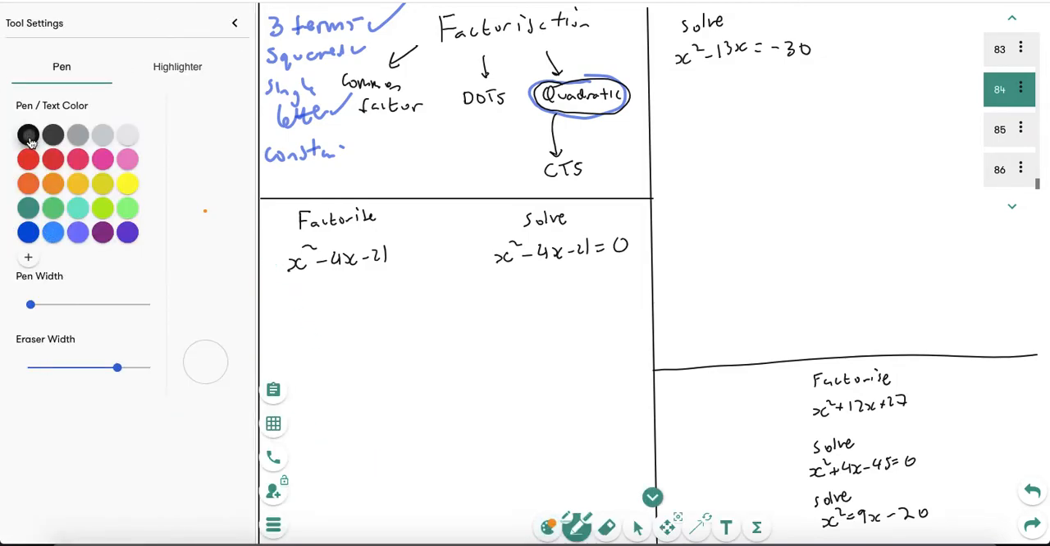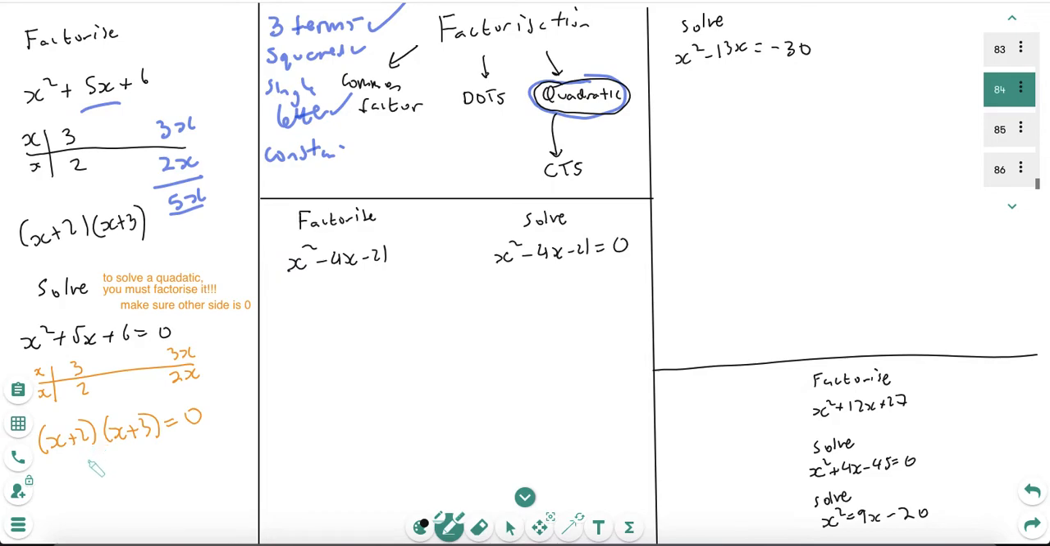All right, and what we do is we get the first bracket, x plus 2, set equal to 0. So something plus 2 is 0. Well, negative 2 plus 2 is 0, so x is negative 2, and that's our first answer. And then we get the second bracket, x plus 3 equals 0. Something plus 3 is 0, well, x must be minus 3. And that's our answer.